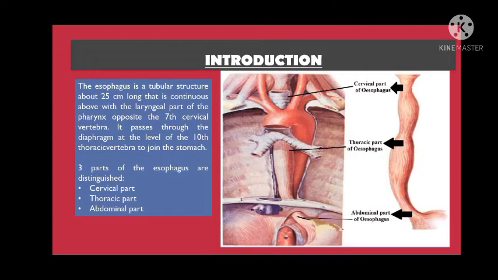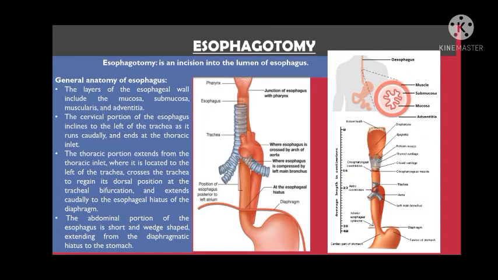The esophagus is a tubular structure about 25 cm long that is continuous above with the laryngeal part of the pharynx, opposite to the 7th cervical vertebra. It passes through the diaphragm at the level of the 10th thoracic vertebra to join the stomach. Three parts of the esophagus are distinguished: cervical part, thoracic part, and abdominal part. Esophagotomy. Esophagotomy is an incision to the lumen of the esophagus.